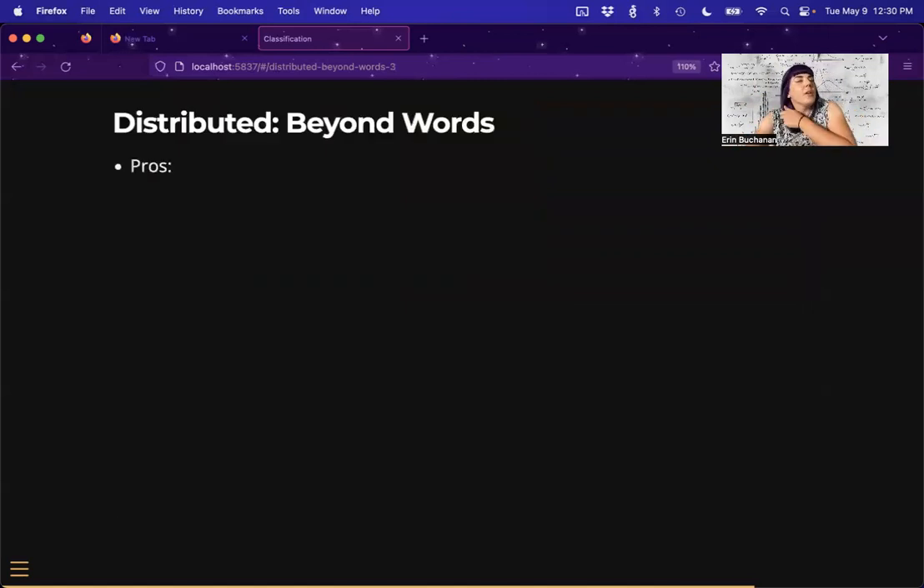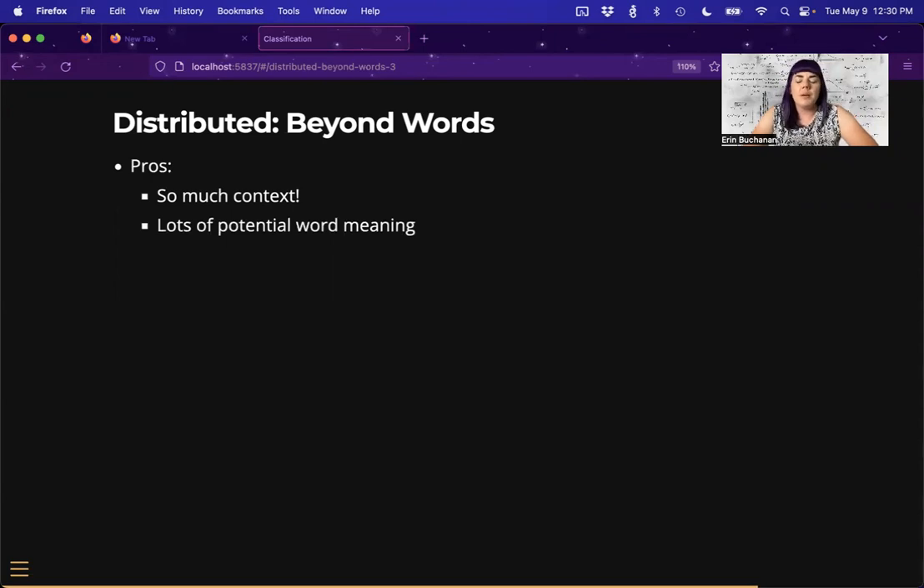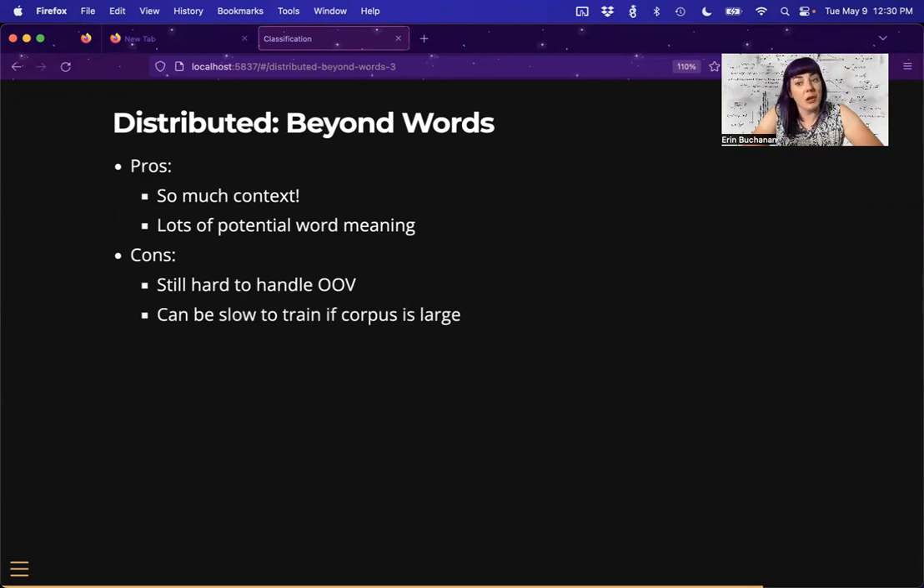Now, other things that we can do is we can actually move up to document level representation, and we'll get to that in just a second. But what are the pros? Context. That's the whole point. We've moved up here. Now we're capturing that context component. There are lots of potential word meanings, and this might help us disambiguate different word contexts. It is still hard to handle the out of vocabulary problem. And if the corpus is really large, it can take a long time to train, but you only have to train it once.